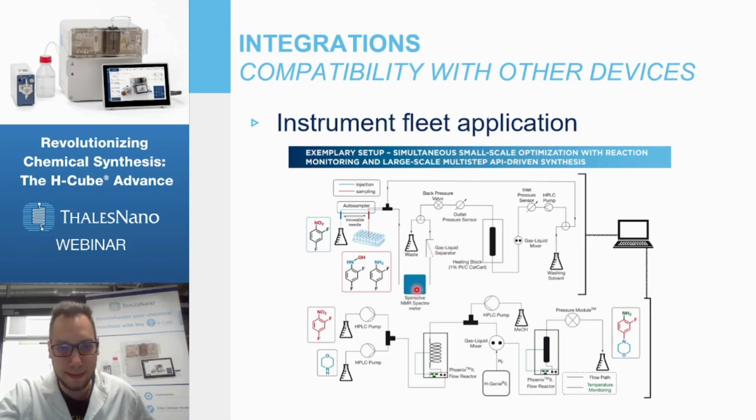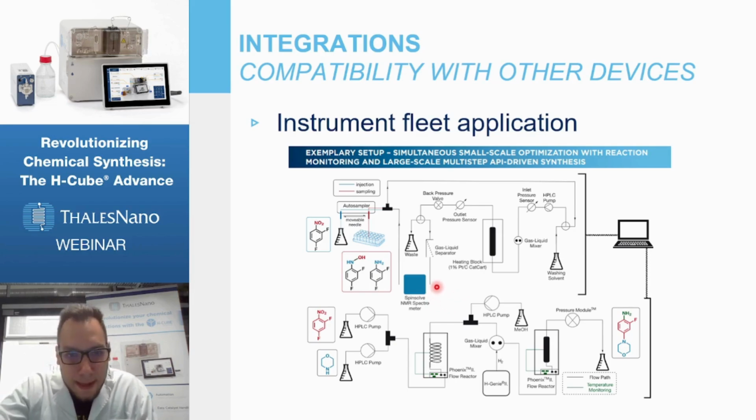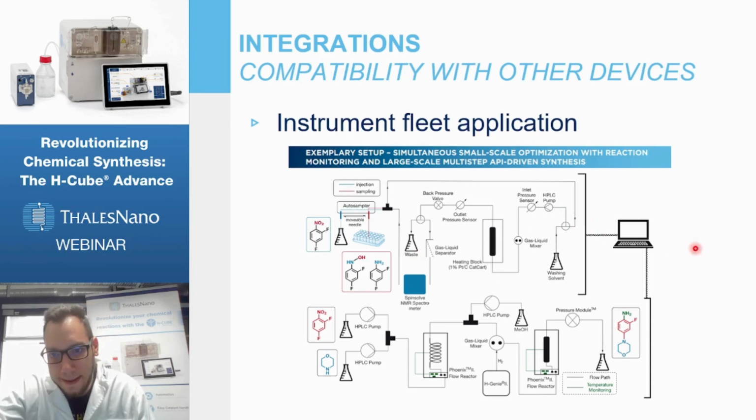we have incorporated an inline analysis step into this synthetic setup using the SpinSolve NMR spectrometer from Magritek, and we used fluorine-19 NMR spectroscopy to monitor the conversion of the nitro compound. And then immediately after that, we were able to use all of this data that was collected by this system to do the optimization of the second step.